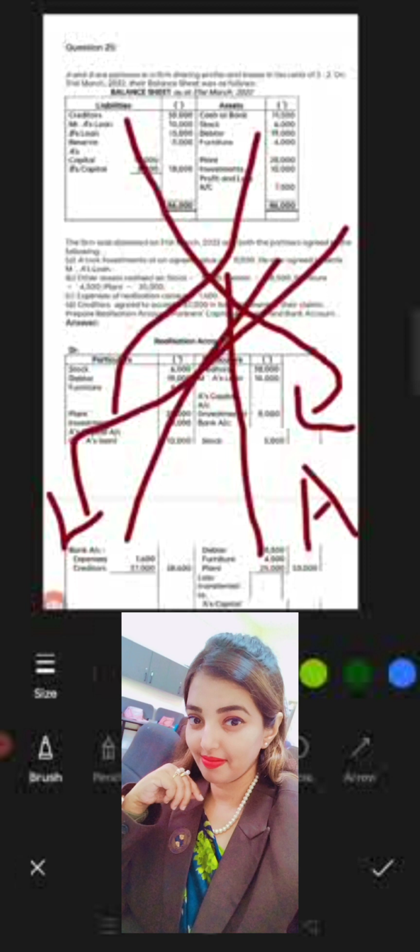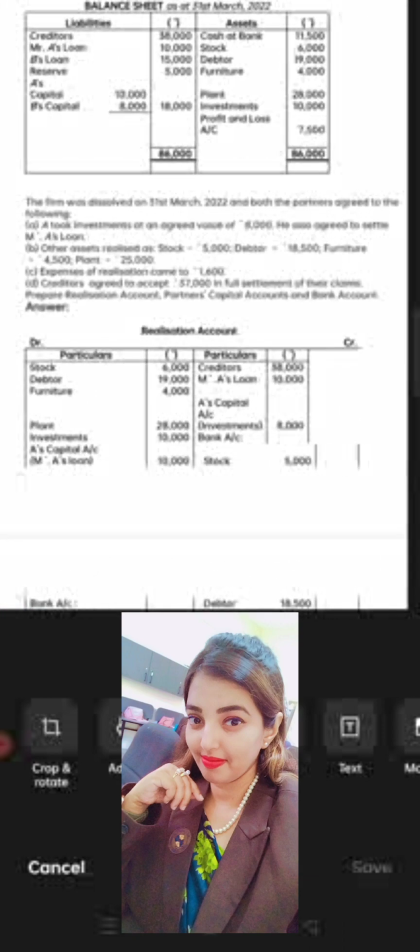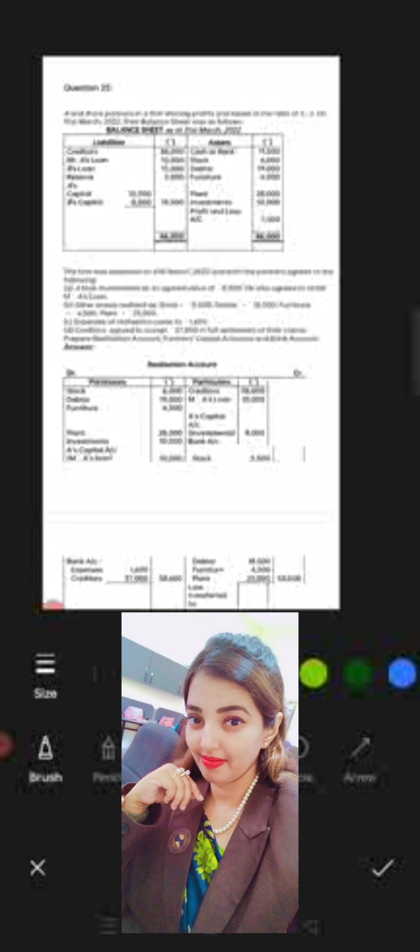So here it's given A took over investment, agreed value of 8,000. He also agreed to settle Mrs. A's loan. So A ने investment भी लिया and also he has agreed to pay Mrs. A's loan. Then A took over investment, it will go to A's capital account, and investment is an asset. As I said, adjustment assets you're going to show here. So A 8,000, and he also agreed to settle Mrs.